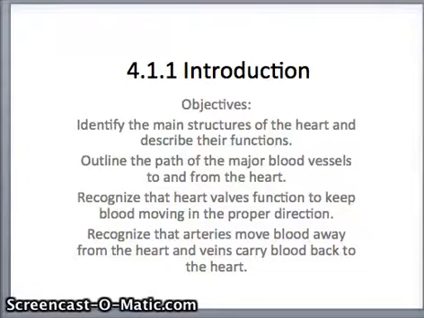Alright, in this section, we're going to switch gears. So we talked about diabetes, we talked about sickle cell. Now we're going to start talking about cardiovascular health. And we're going to start with the central part of the cardiovascular system, and that is the heart. So we're going to be looking at the heart and the main arteries and veins that surround the heart.